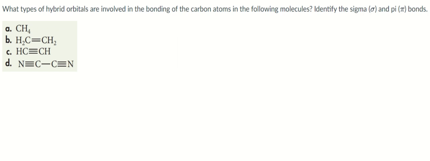Okay, let's figure out what the hybridization for each of the carbon atoms in the molecules are, as well as determine the sigma and pi bonds. All right, so let's do A first. That's methane.